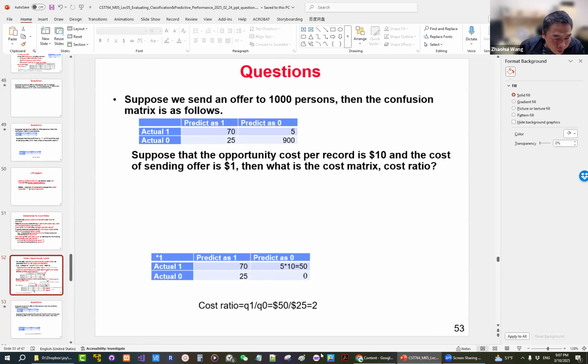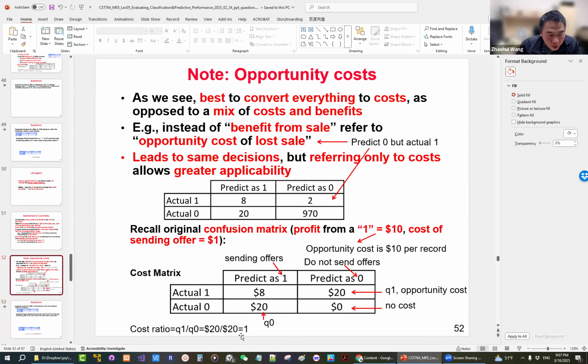In the previous example, the cost ratio was 1, which means misclassifying the two cases, the two off-diagonal cells, were equal. That's just an average. If the ratio is larger than 1, then we will have a problem in the model analysis. For this case, we need to change the model to reduce the error here. Reduce this error.